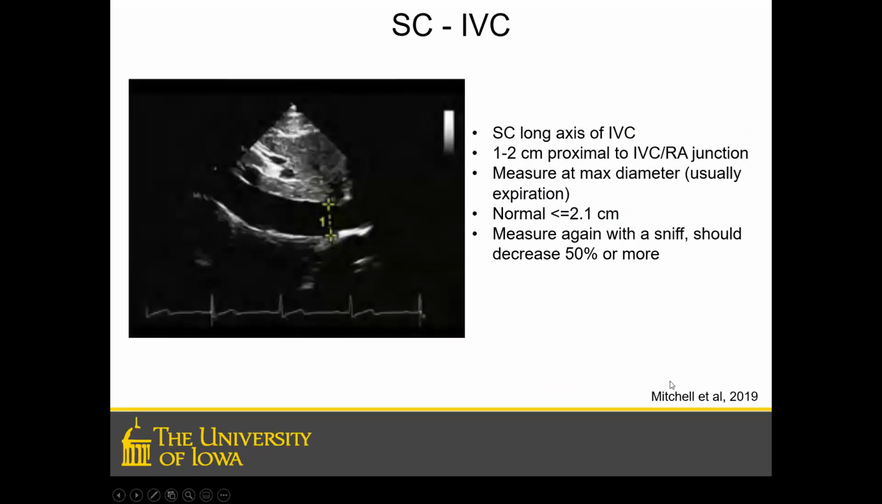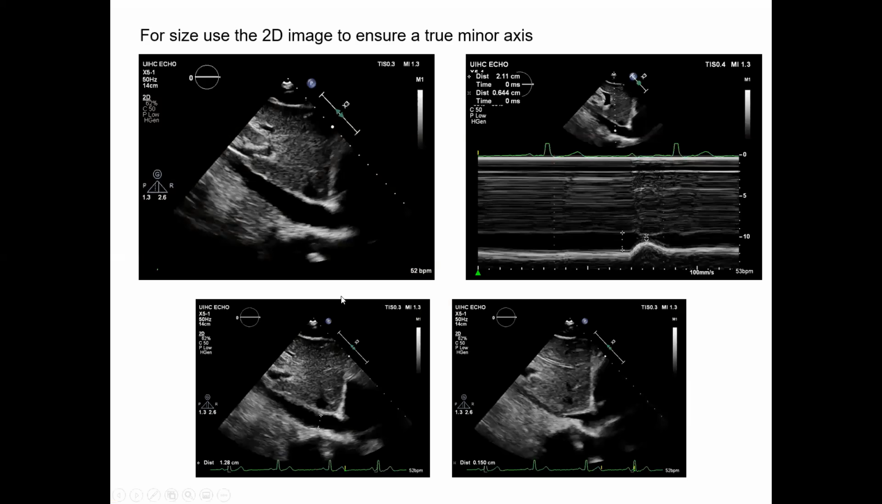These would be linear measurements. So the linear measurement of the IVC is just proximal to the IVC aortic junction. Normal is less than or equal to 1.2 centimeters. And this is measured in expiration in order to get it at its maximum size. And then, as you know, with the sniff, it should decrease by 50% or more.